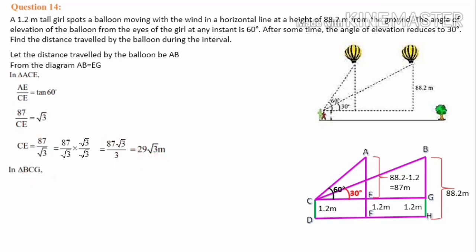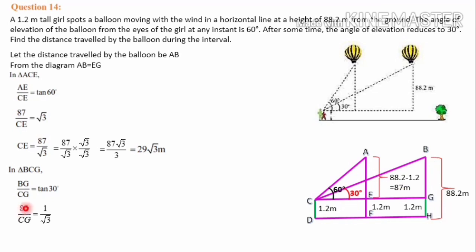Next, in triangle BCG, the angle is 30 degrees, the opposite side is BG, and the adjacent side is CG. So BG by CG is equal to tan 30. BG we know is 87, because AE and BG are the same length. 87 meters is the length of AE, so BG is also 87 meters.